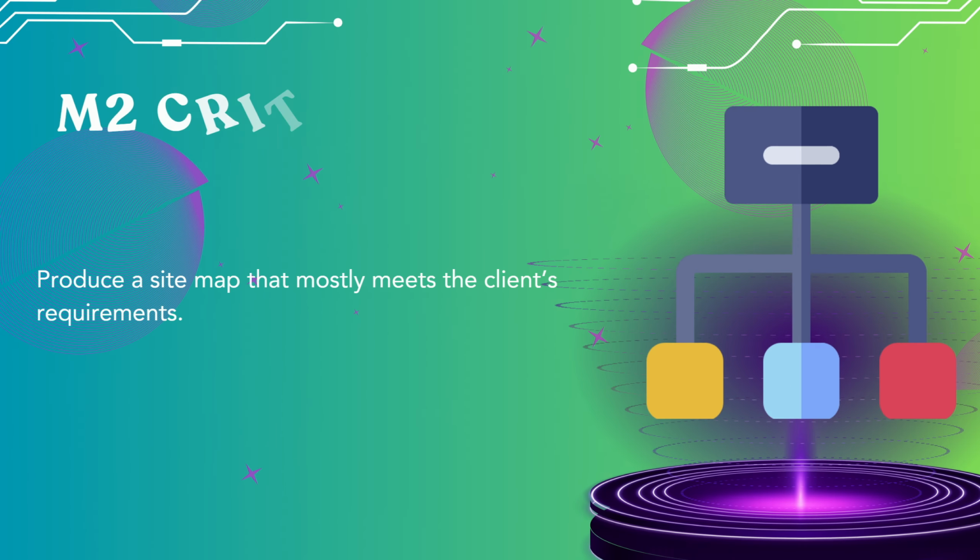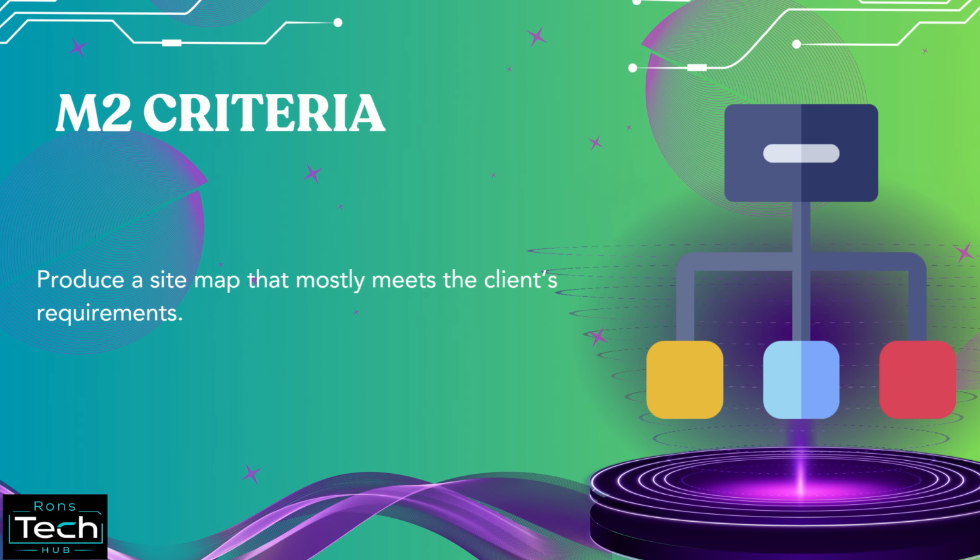M2 criteria is going to be produce a sitemap that mostly meets the client's requirements. So again, P2, you can do some of the things that they want done, and for M2, you need to do most of the things that they want done. For example, let's just say for argument's sake, they have 10 things on their requirements list, 10 things that they would like to get done. If you do 4 of those things, you should get a pass. If you do 5 of those things, you should get a pass.